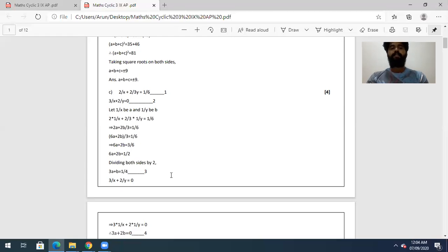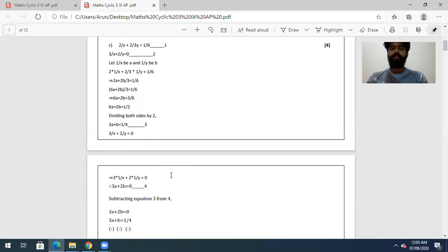So we have 2a plus 2b by 3 is equal to 1 by 6. When you take LCM, you get 6a plus 2b the whole upon 3 is equal to 1 by 6. So 6a plus 2b is equal to 3 by 6. That implies 6a plus 2b is half. You divide both the sides by 2, you get 3a plus b is equal to 1 by 4. Number it equation number 3.